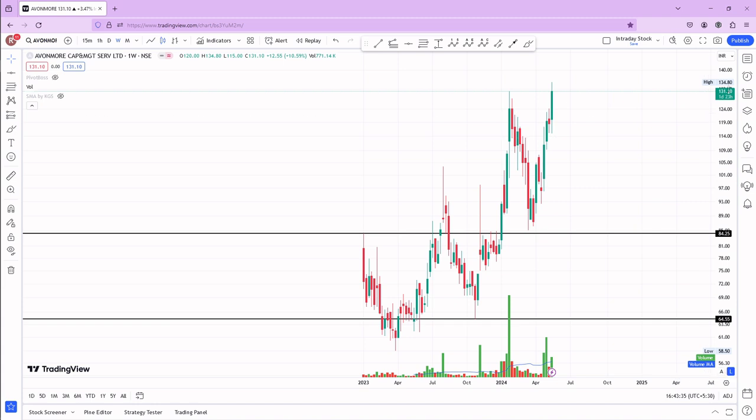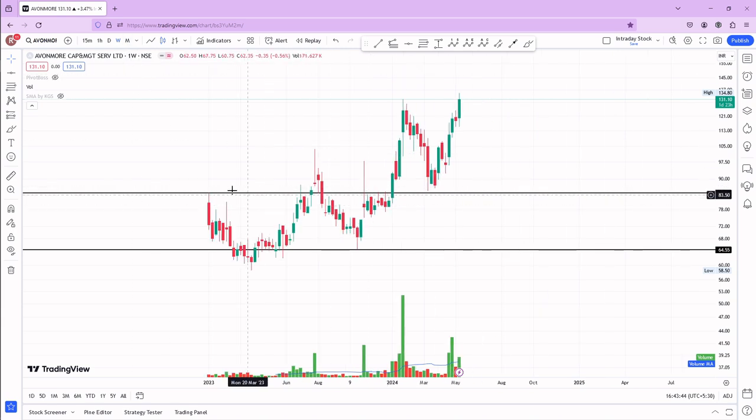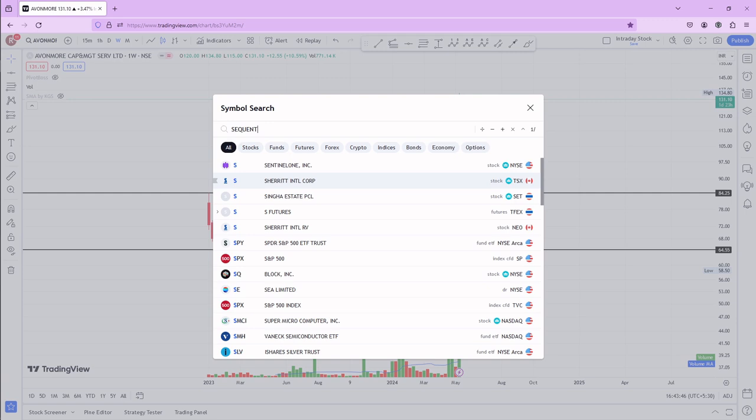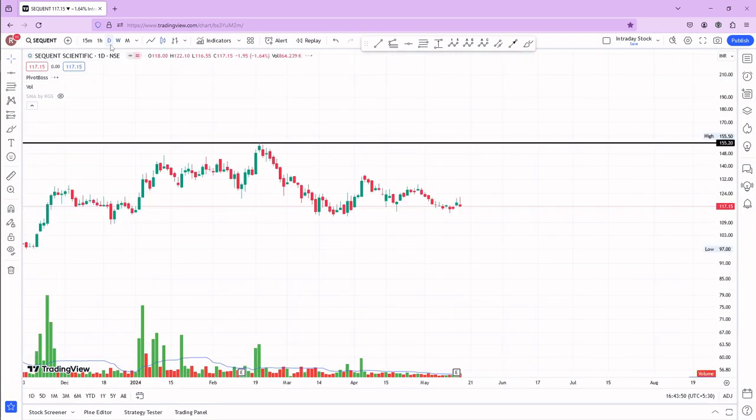Actually, it has performed a lot, and I've also drawn some support zones. I don't know when I did this. So initially, if you see on a higher time frame, say the weekly time frame, people will be more specific on pivots. So let me check on the pivots as well.